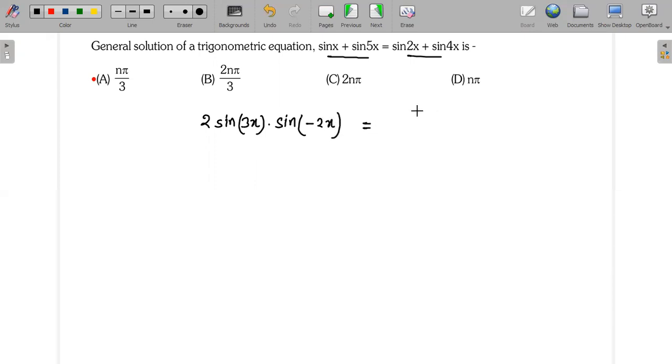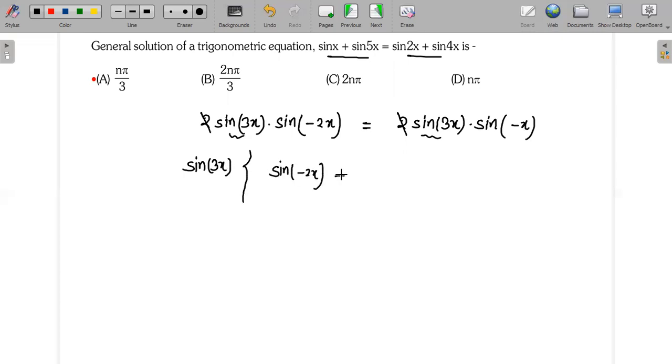Now it should be equal to, applying the same formula on the right hand side, we get 2 sine (C plus D) by 2, which is sine 3x, times sine (C minus D) by 2. That will give you sine negative x. From there, you are free to cancel this constant, but beware of this sine 3x. Do not cancel it out. Rather, you need to take out sine 3x as common. So sine 3x times we have sine negative 2x minus sine negative x. That should be equal to 0.